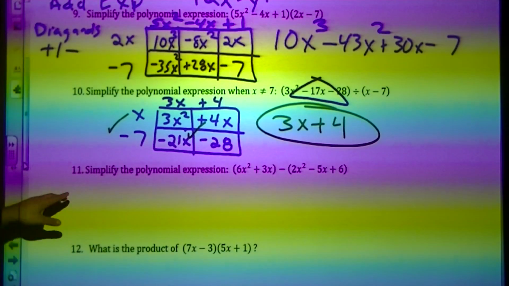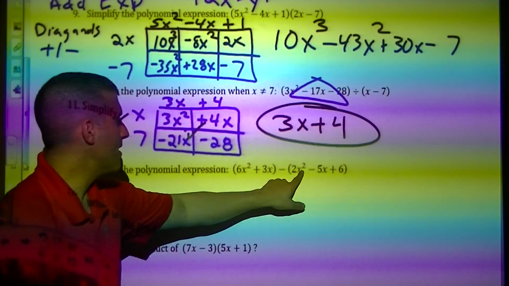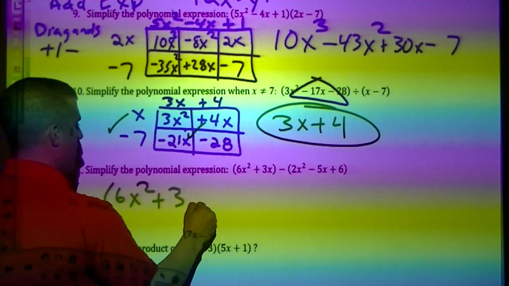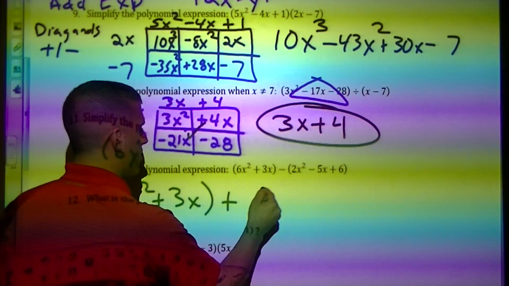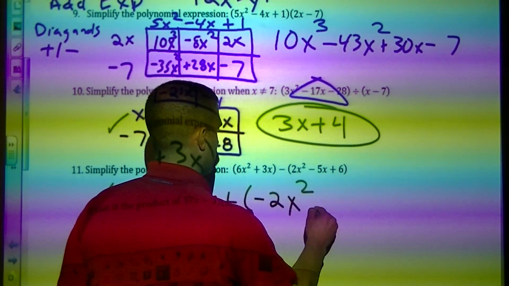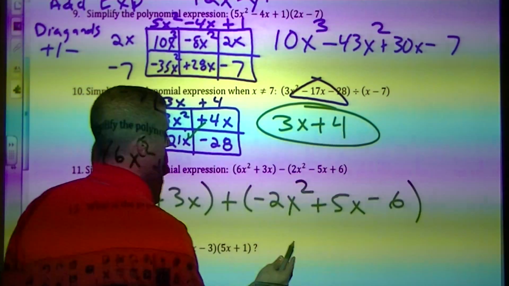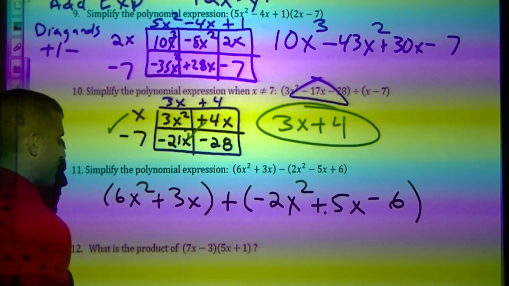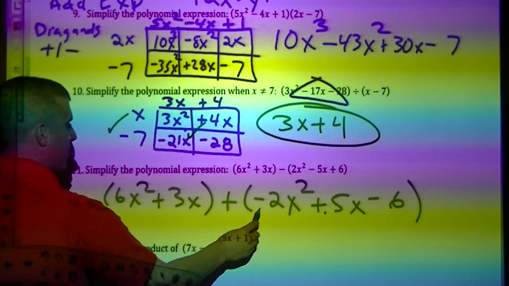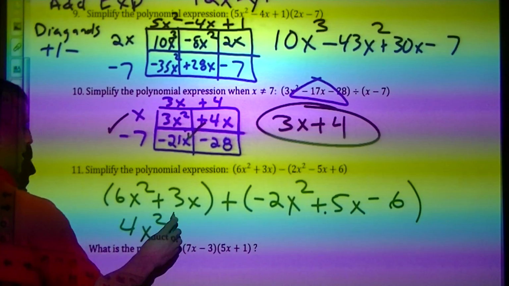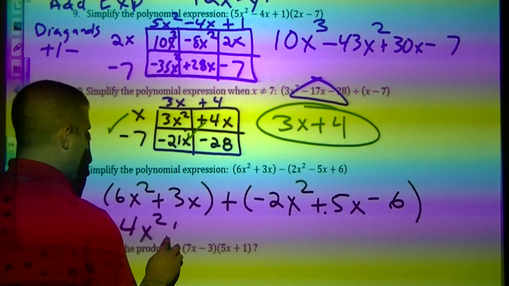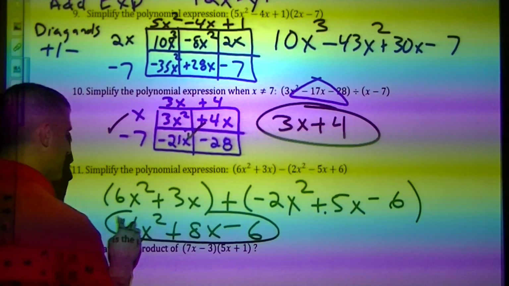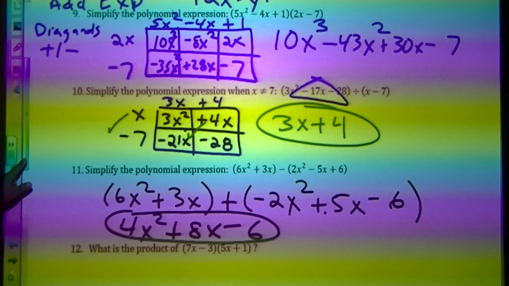Simplify the polynomial expression. What minus means, I can keep this. Minus means turn all those signs around. So as you can see, I went from positive 2, negative 2, negative 5, positive 5, positive 6, negative 6. 6 plus negative 2 would be 4. 3 plus 5 would be 8. And I just have minus 6 there, and there's my answer. Pretty simple.